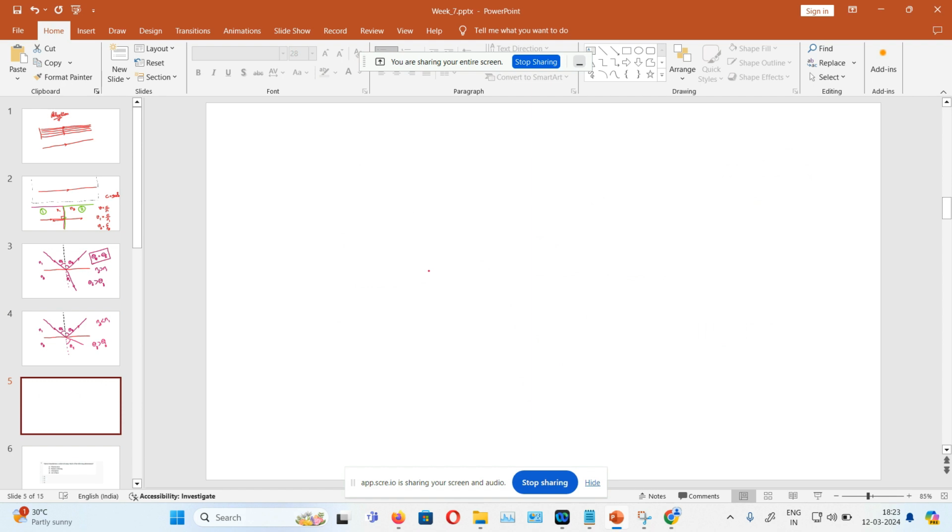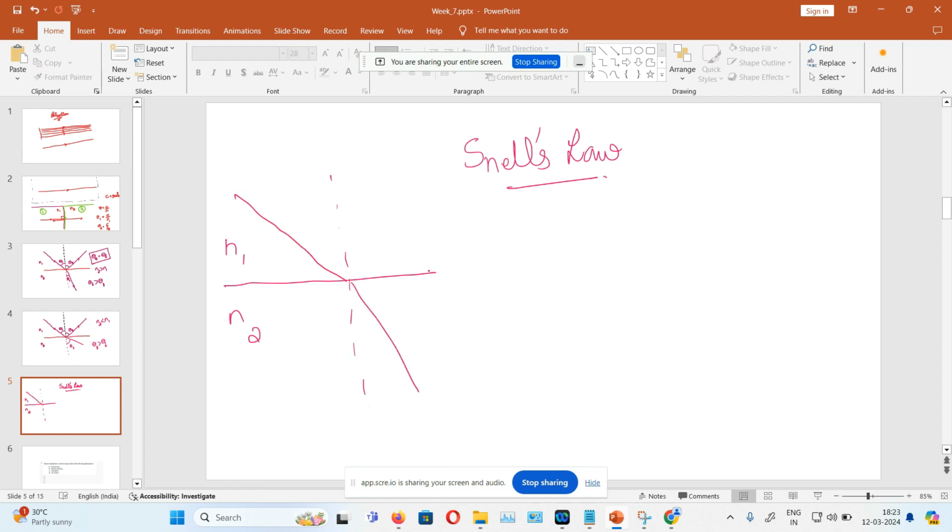The law which governs the refraction is called Snell's law. What it tells is that if refraction happens from n1 to n2, there will be one interface, angle of incidence, and angle of refraction. Theta I is the angle of incidence, and theta r is the angle of refraction.